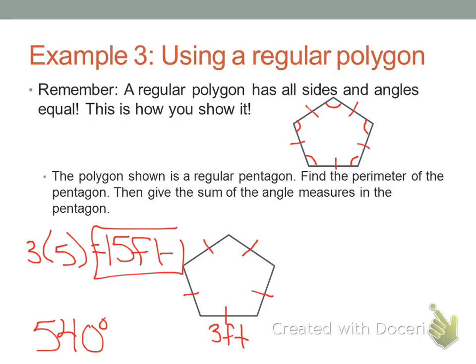If it had 8 sides, I would have done 8 times 3. So, whatever one of the sides is, multiply it by how many sides the figure has. That gives you your perimeter. And if you understand that, that's everything you need to know for 10.4.